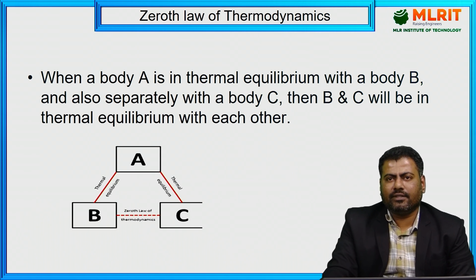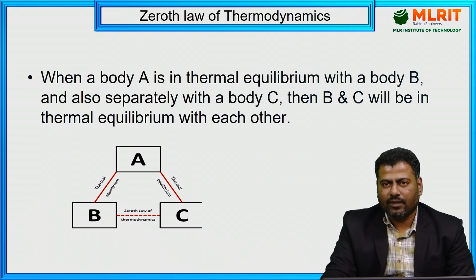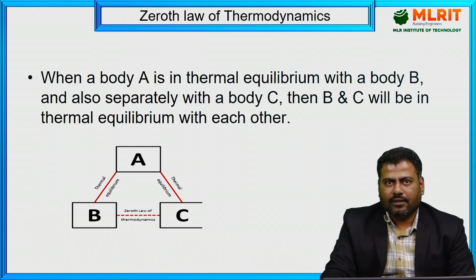First, we'll look at the zeroth law of thermodynamics. The zeroth law is the basis for thermodynamic equilibrium. In order to discuss thermodynamic equilibrium, we need to know this law. The statement is very simple. When a body A is in thermal equilibrium with a body B, and also separately with a body C, then the bodies B and C will be in thermal equilibrium with each other. This is the simple statement of the zeroth law of thermodynamics.